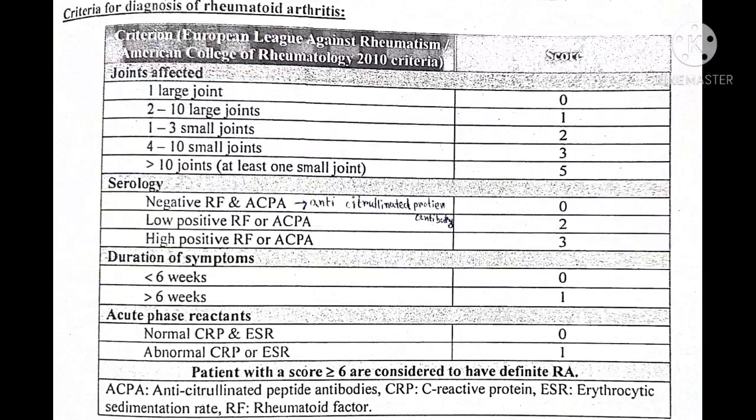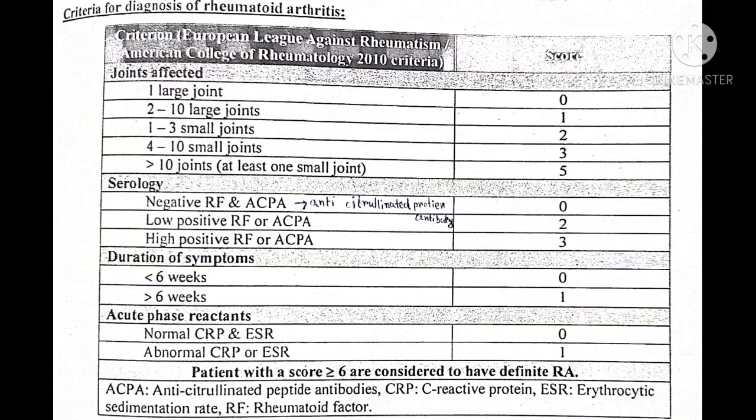Rheumatoid arthritis. What is the criteria for diagnosis of rheumatoid arthritis? The criteria are: first, we see how many joints are affected. If one large joint is affected, the score is 0. If 2 to 10 large joints are affected, score is 1.